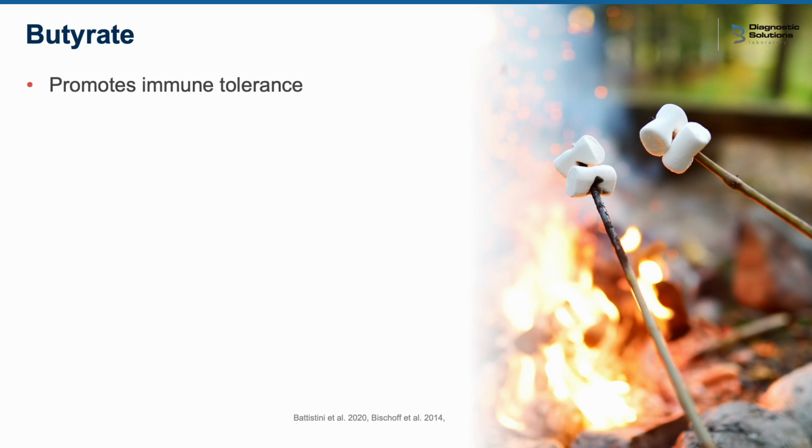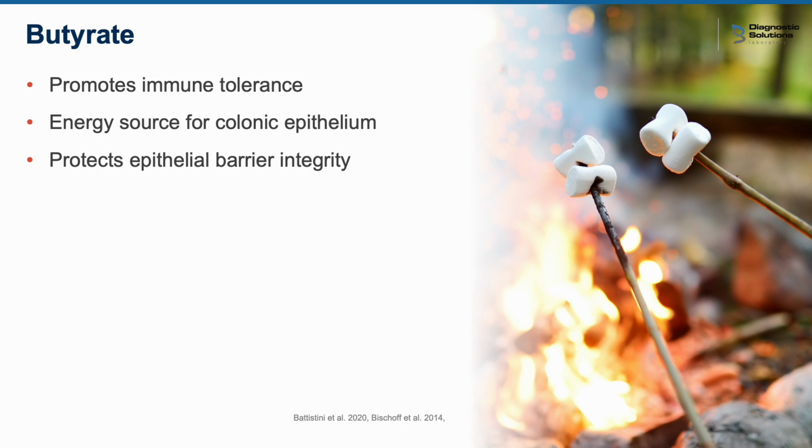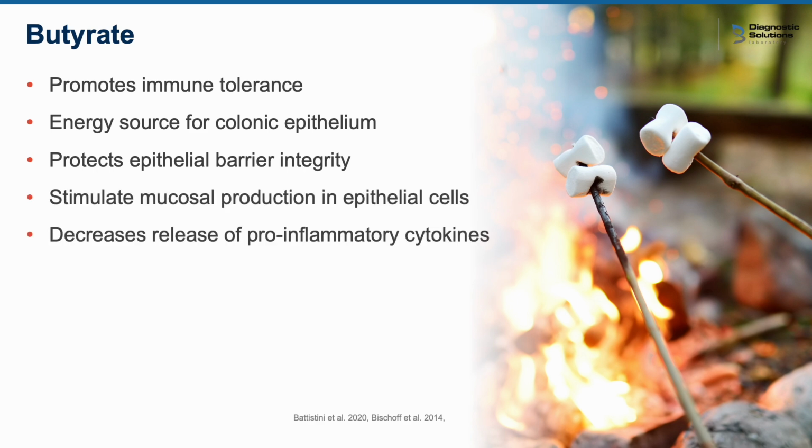So supplementing butyrate can promote immune tolerance. It can be used as an energy source for the cells lining the colon or the colonic epithelium, and it protects the GI barrier function. It can promote mucosal production and can decrease the release of pro-inflammatory cytokines, so can cut through inflammation.